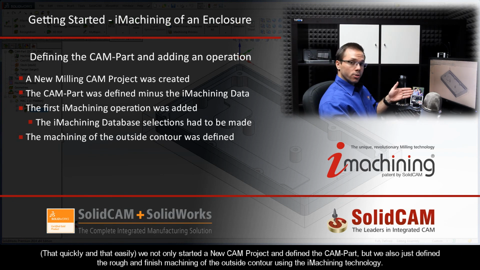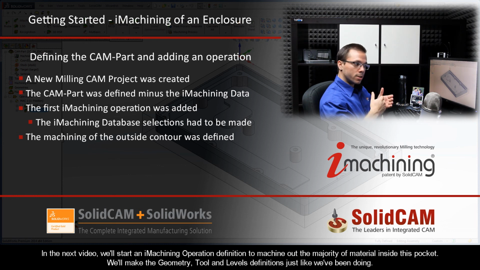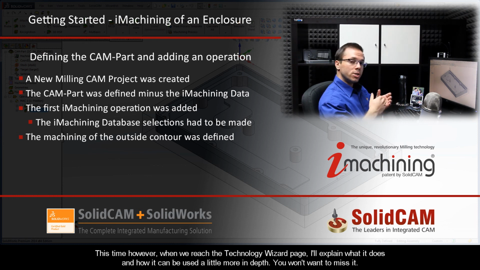That quickly and that easily, we not only started a new CAM project and defined the CAM part, but we also just defined the rough and finished machining of the outside contour using the iMachining technology. In the next video, we'll start an iMachining operation definition to machine out the majority material inside this pocket. We'll make the geometry, tool, and levels definitions just like we've been doing. This time, however, when we reach the Technology Wizard page, I'll explain what it does and how it can be used a little bit more in depth. You won't want to miss it.